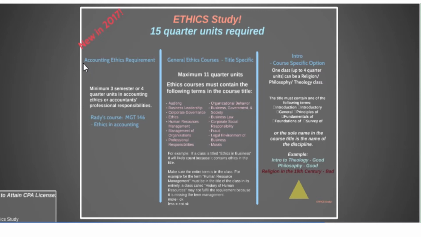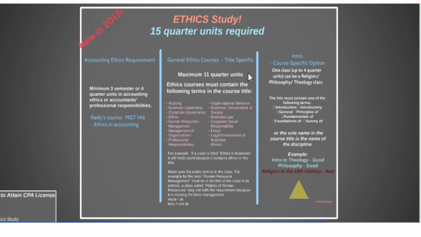So for the accounting ethics requirement, it's asking you for a very specific course that is accounting ethics or accountant's professional responsibility. For us, that class would be MGT 146, which is ethics and accounting. Please note that this class is not offered every quarter, so you're going to have to be aware of when it's being offered so that you can make sure to take it.